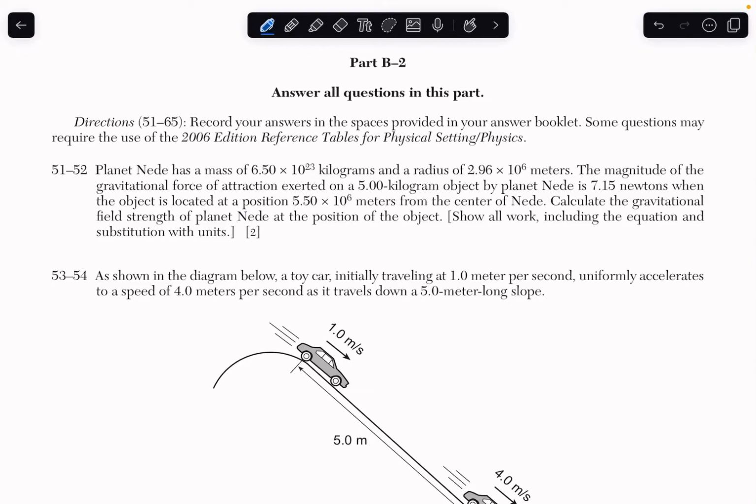Hi guys, so we're back and we're going to continue reviewing the 2024 Physics Regents. Except now we're going to do parts B2 and C, which are all short response questions. So let's get started. Questions 51 through 52.